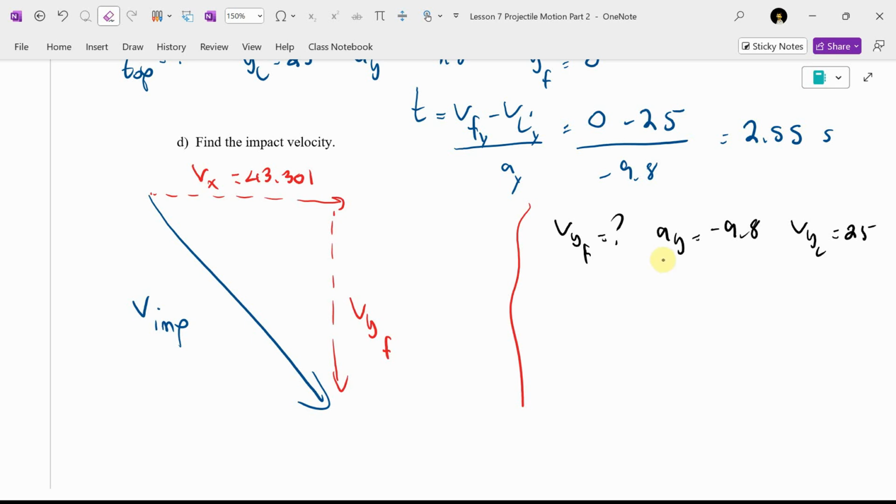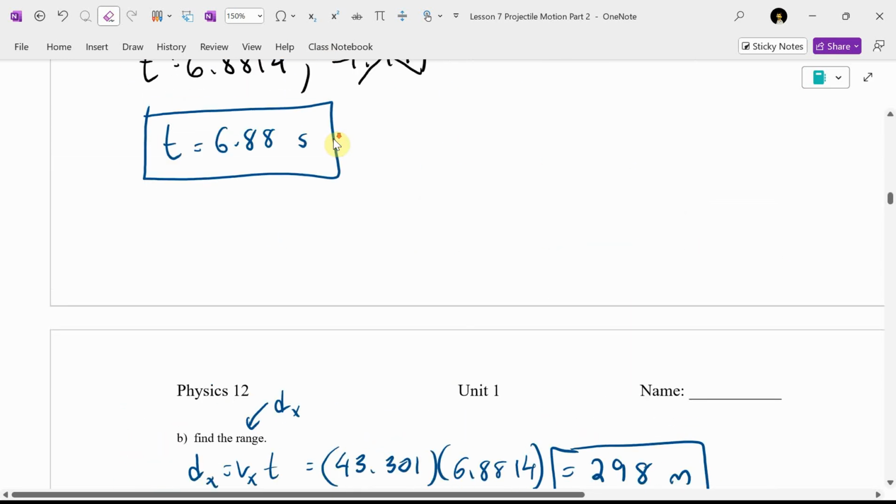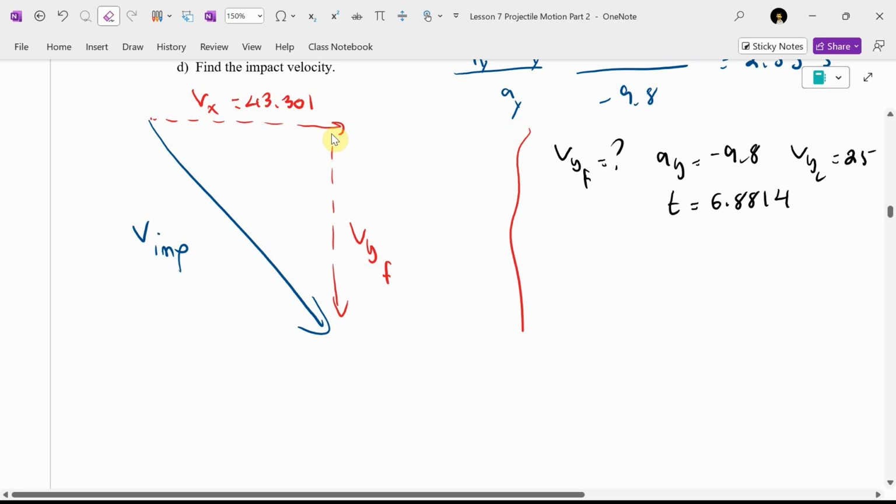Oh, yeah. I can use the time of 6.8814 seconds. I think that's what it was. I'm going from memory here. Yeah, that's how long it's been traveling when it hits its Vy final. Okay. Look, I'm looking for an equation that's got a Vf, a Vi, an A, and a T in it. There is one, one we just used as a matter of fact. Spoiler alert, the Vf is already by itself. It's going to be Vy final equals Vy initial plus AT.